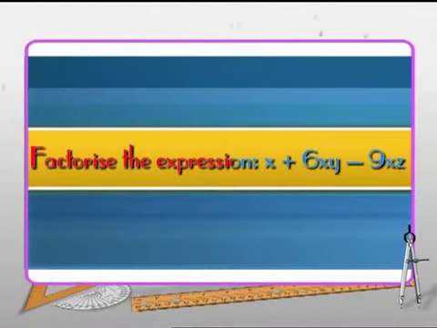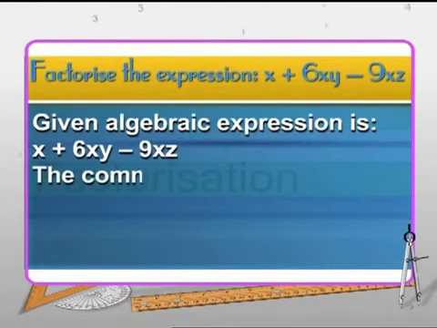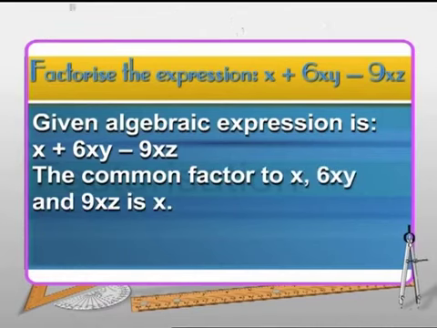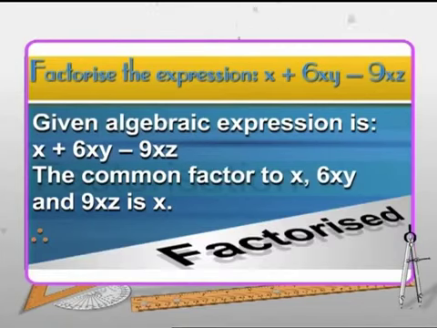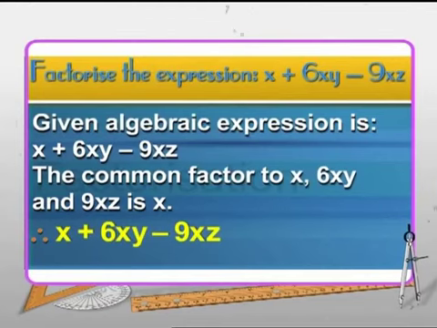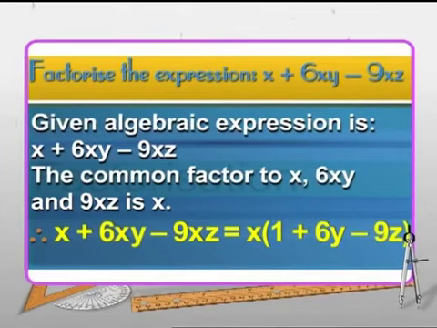Let's factorize the expression x plus 6xy minus 9xz. Let's check out for the common factors. Here, the common factor to the three terms x, 6xy and 9xz is x. Therefore, the expression can be factorized by taking out x common. So, x plus 6xy minus 9xz is equal to x multiplied by (1 plus 6y minus 9z) the whole.